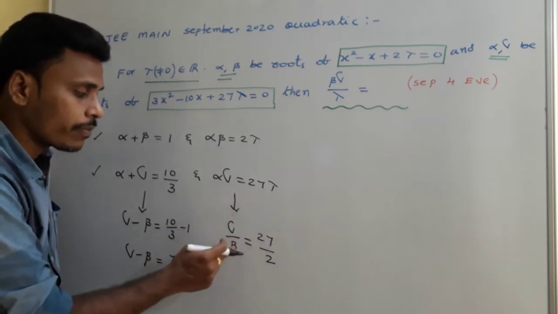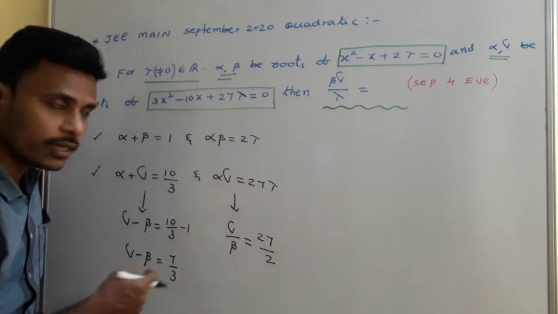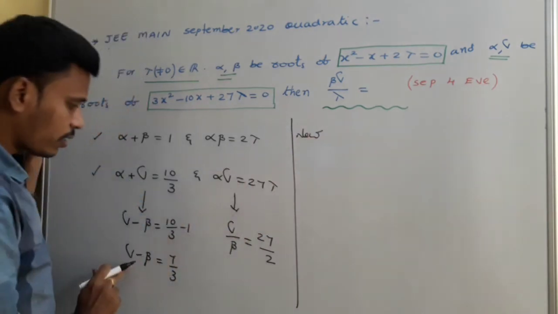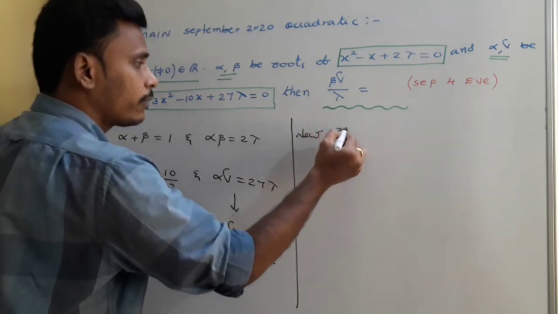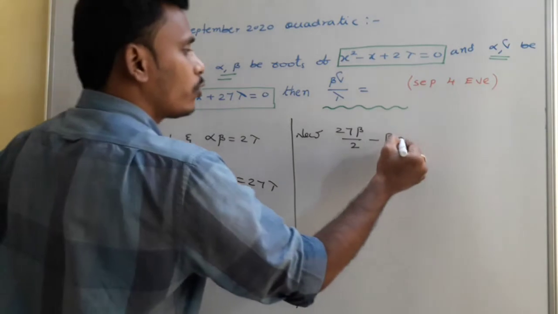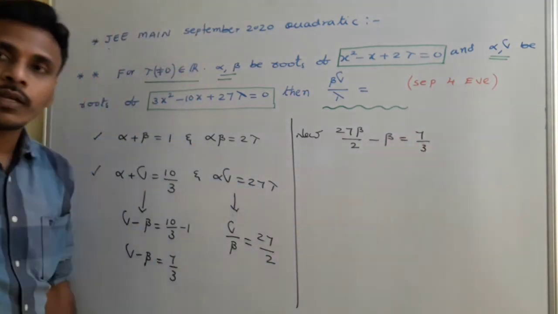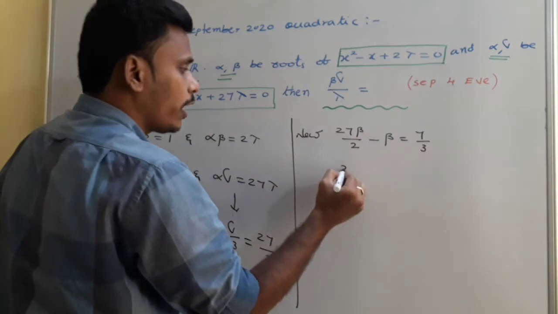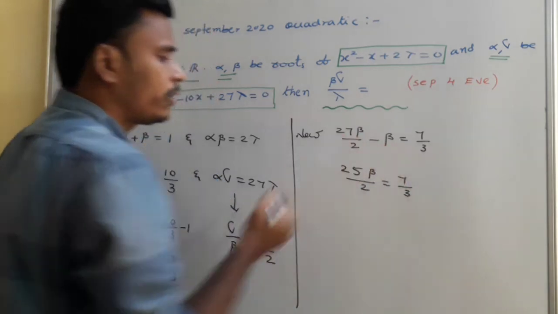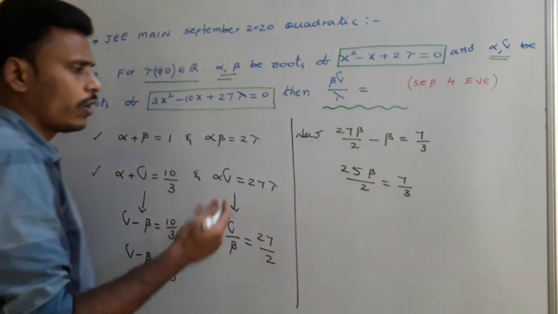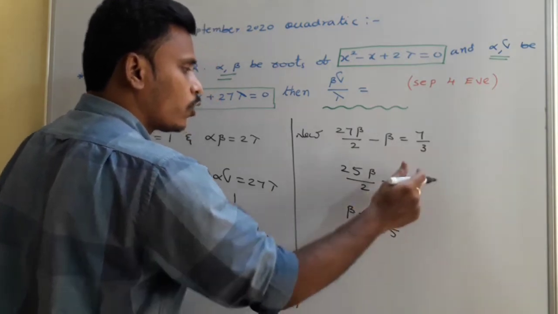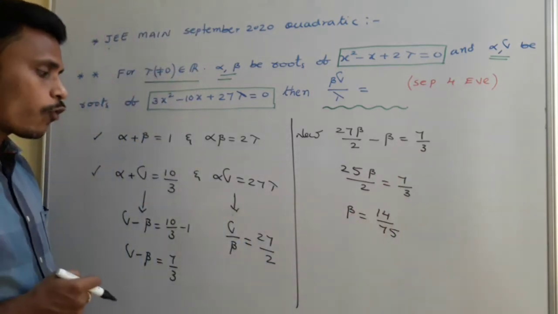From this, what is gamma? Send beta that side. Replace that beta here. Simply you will get beta value. Now see, in this gamma you just replace 27 beta divided by 2 minus beta is equals to 7 by 3. We need to solve. 27 minus 2 is 25, and 25 beta by 2 is equals to 7 by 3. Is there anything to simplify? Nothing looks like that. So beta is equals to 14 divided by 75. Beta value is 14 divided by 75.